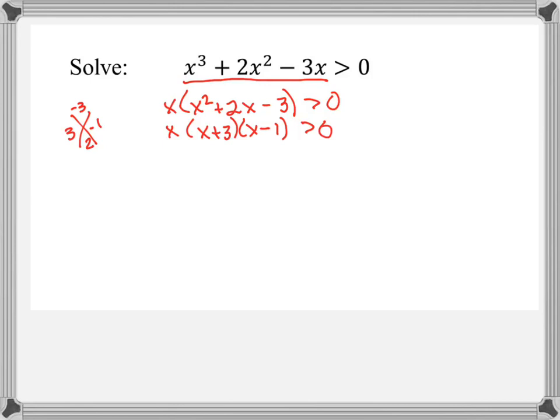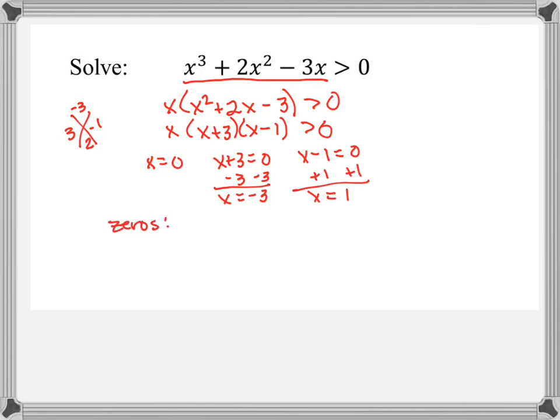Okay, so now that we've got our factors, let's set all of our factors equal to 0. So x equals 0, x plus 3 equals 0, x minus 1 equals 0. X equals 0 is already solved for x. In the second one, I will subtract 3 from both sides. I'll get x equals negative 3. In the third one, I'll add 1 to both sides, and I will get x equals 1. So I have 3 zeros. And if I write them in order from smallest to largest, I have negative 3, 0, and 1.